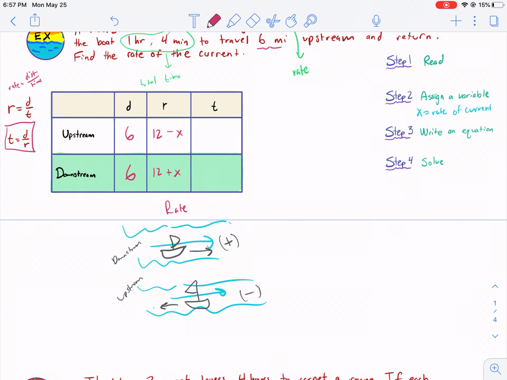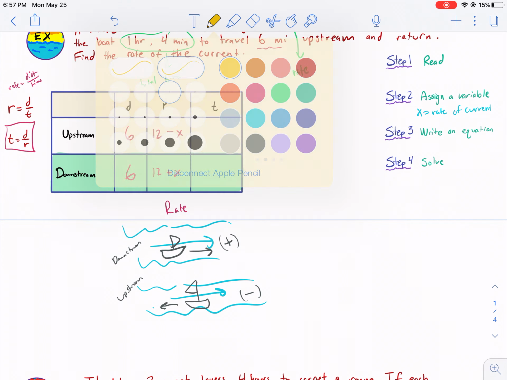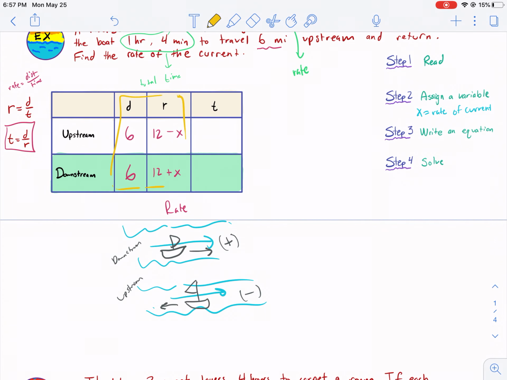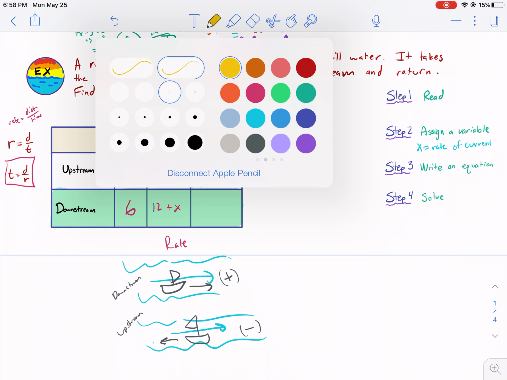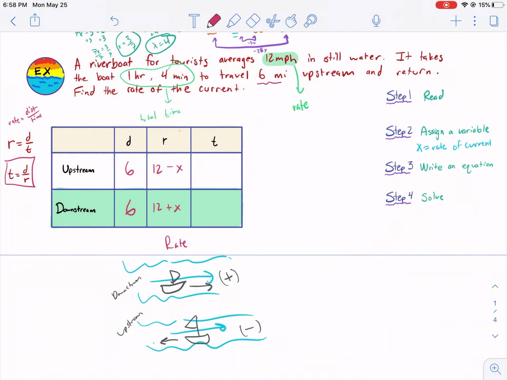Now, the reason why we set these two boxes up is because it helps us form our last box, time, because we are given the total time. Because we're given the total time, we need to set up an equation in terms of time. So what is that? Well, we know that distance divided by the rate is equal to time. So we can do our distance divided by our rate. That's the time for upstream. The distance divided by our rate, and that's the time for upstream. We know that the total time was 1 hour and 4 minutes.